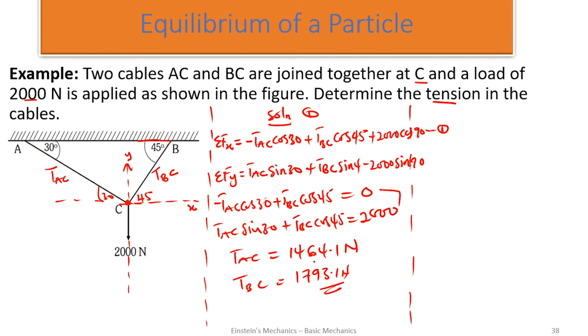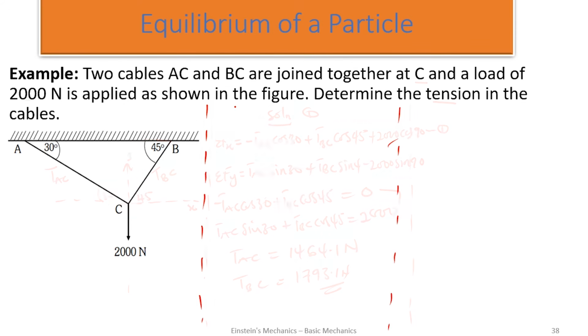What if I want to use the sine rule to also solve for this? What will be my solution? It also has a way of doing it to get your answer. Let's look at it. So let's look at the sine rule approach. So solution 2.